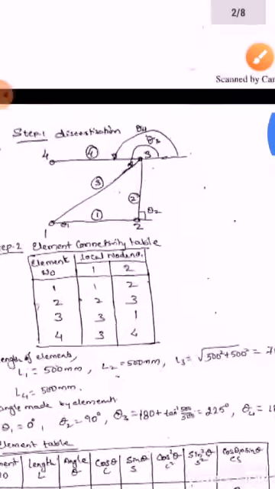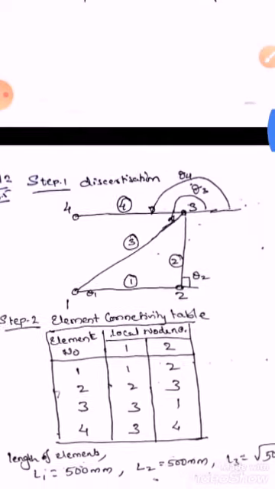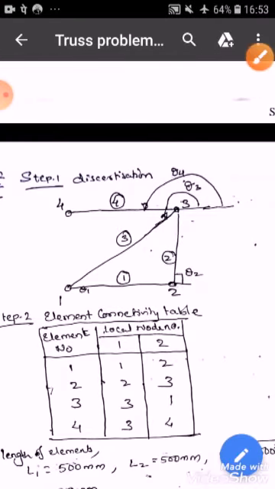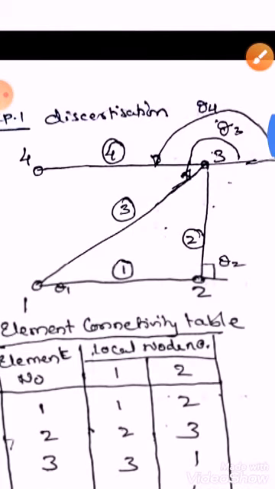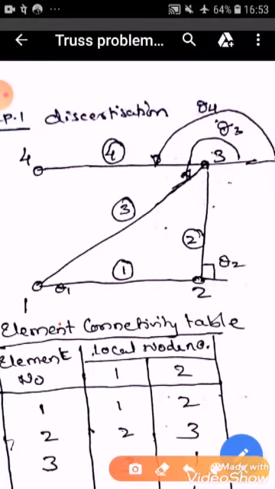Now this is the solution part. Step 1 is discretization, which is what I said just now. This is my node 1, node 2, node 3 and 4, and element 1, 2, 3 and 4. Its angle theta: theta 1 is 0, theta 2 is 90, theta 3 is a reflex angle we have to determine, and theta 4.